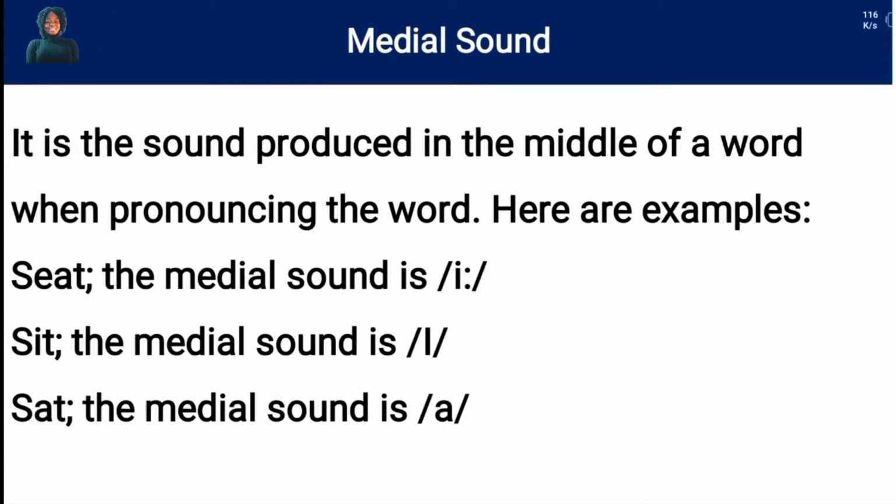Now let's look at medial sound. It is the sound produced in the middle of a word when pronouncing the word. Here are examples. Seed. The medial sound is the vowel sound E. In sit, the medial sound is the vowel sound E. In sat, the medial sound is the vowel sound A.